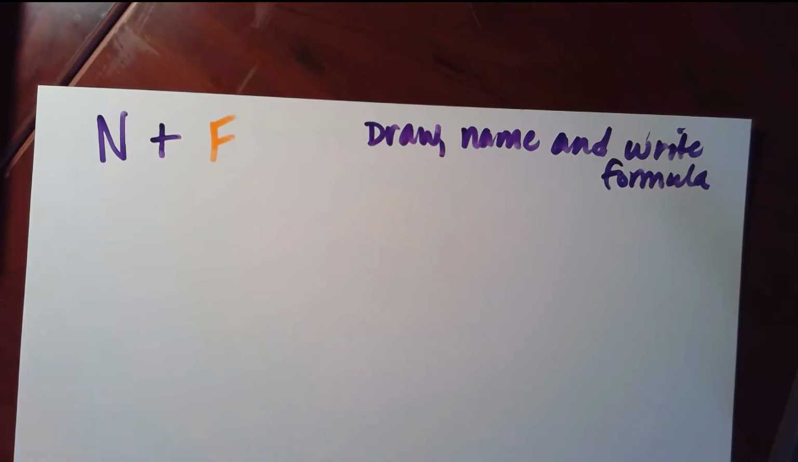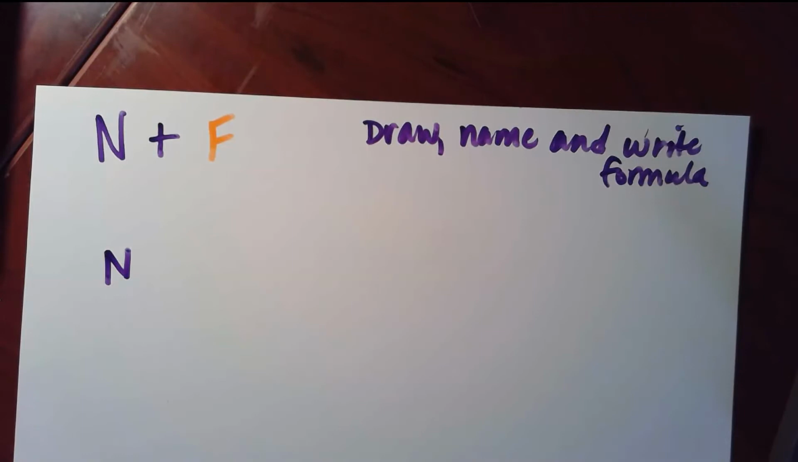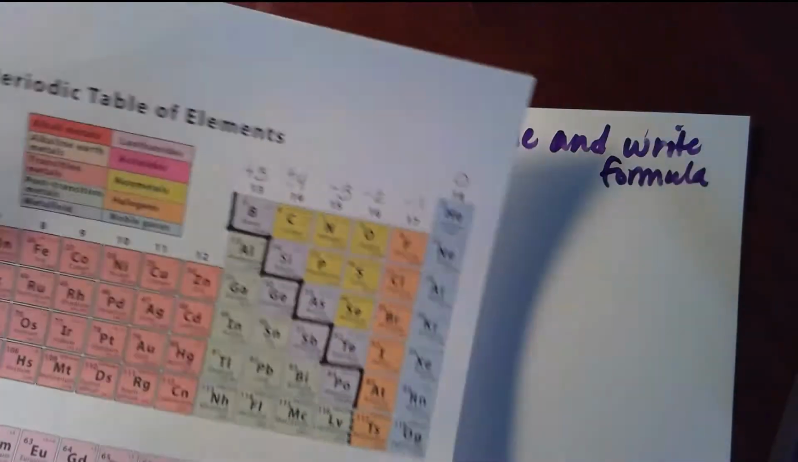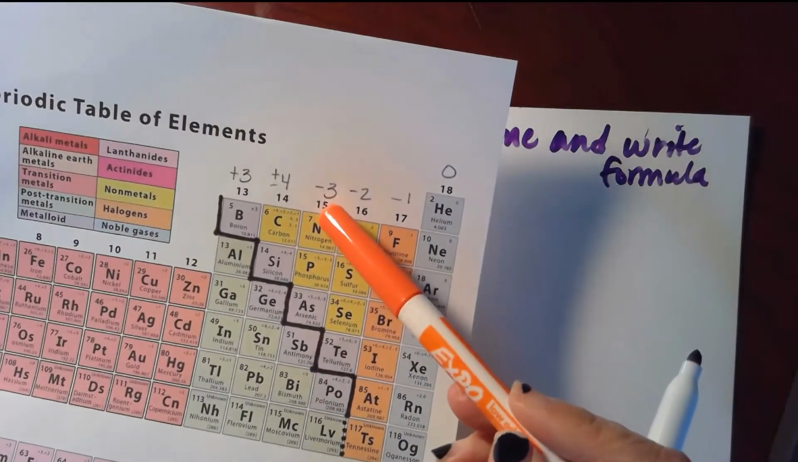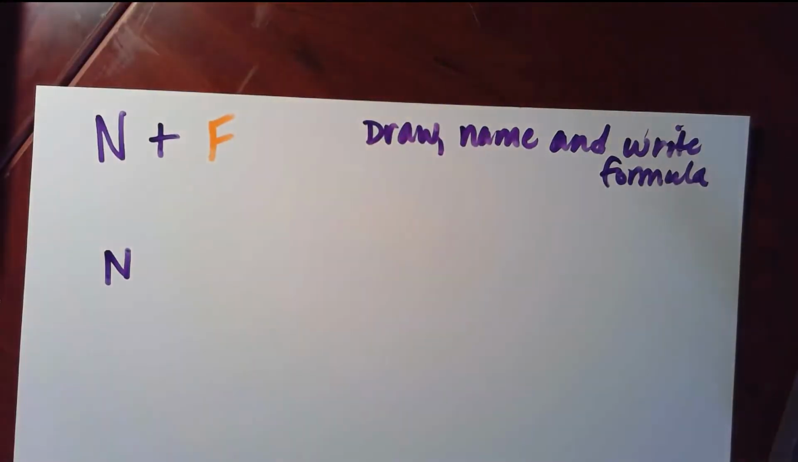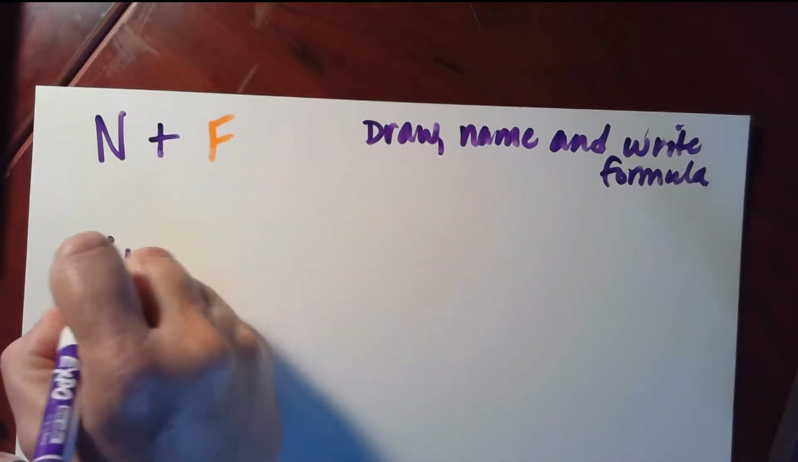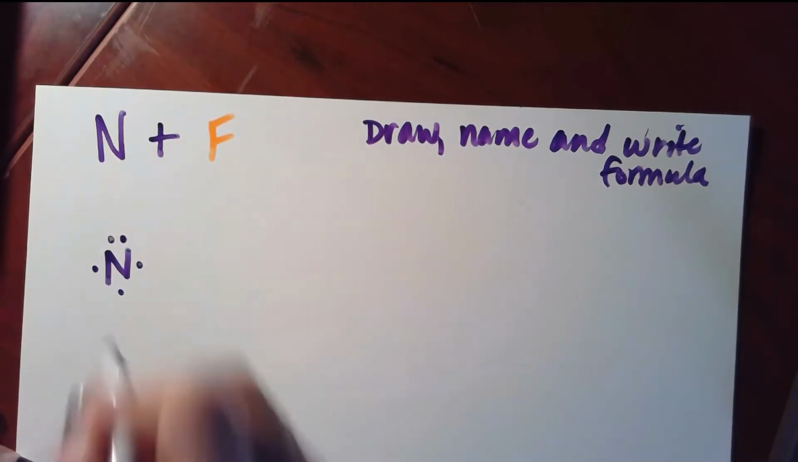All right, so N. I'm going to write N first, and I'm going to look on my periodic table and say, okay, N is in group 15, which means it has 5 dots. So I'm going to write 5 dots around N. 1, 2, 3, 4, 5.